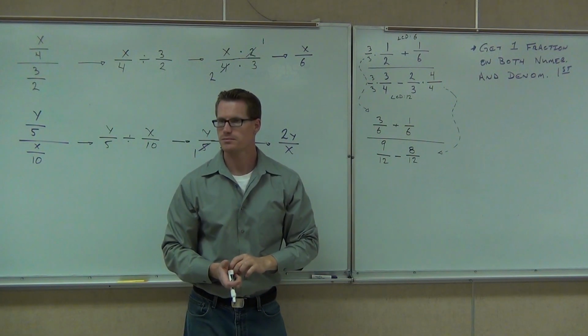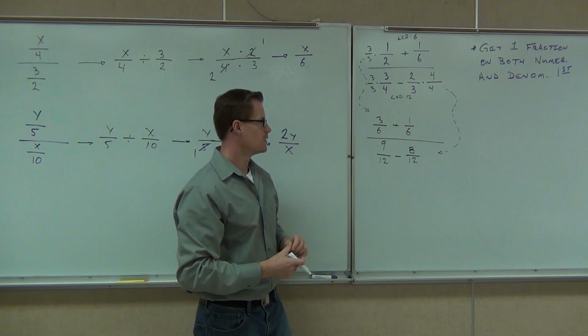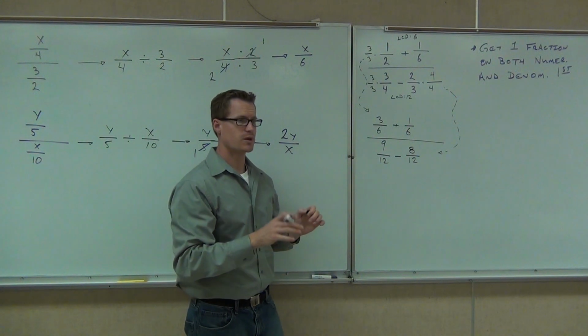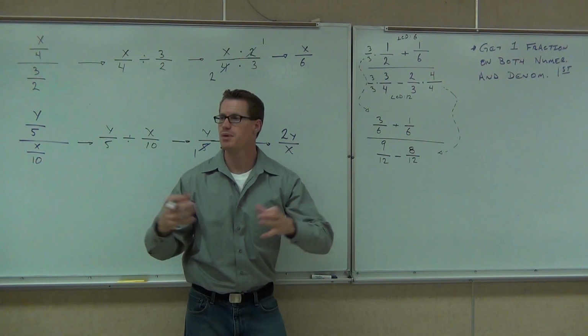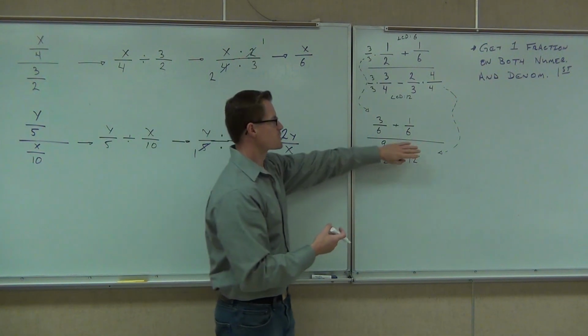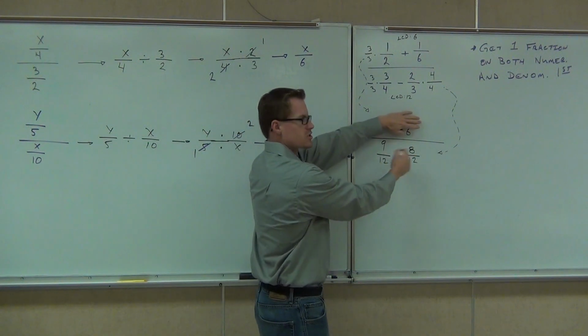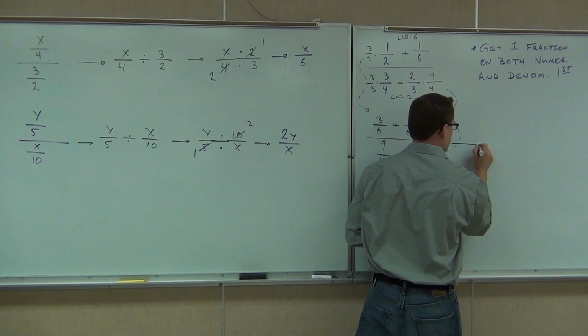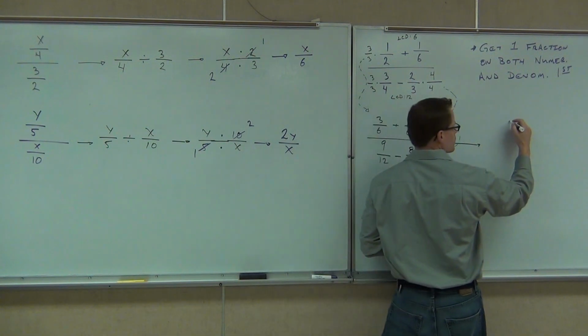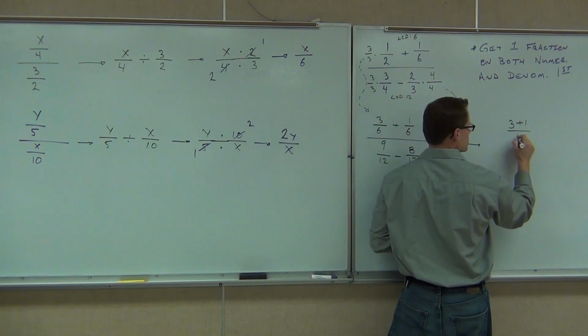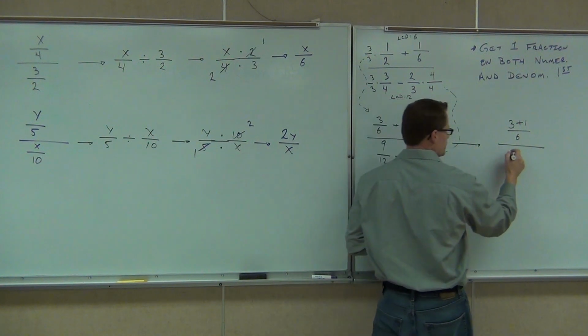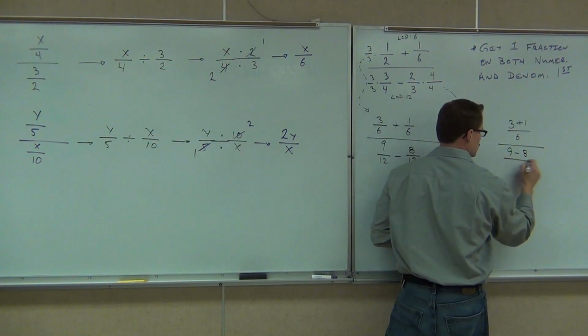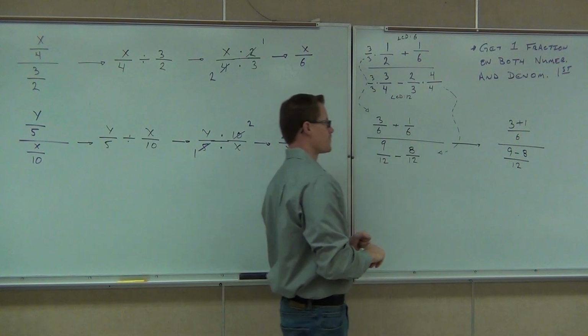Are you okay so far? Okay. We're almost done. We really are. We're almost ready to make this a division problem. The only thing we got to do is combine these fractions. Look, this is just like adding fractions. This is just like subtracting fractions. That's exactly what we're doing. So if I do that, I know I'm going to have 3 plus 1 over 6. I'm going to have 9 minus 8 over 12.